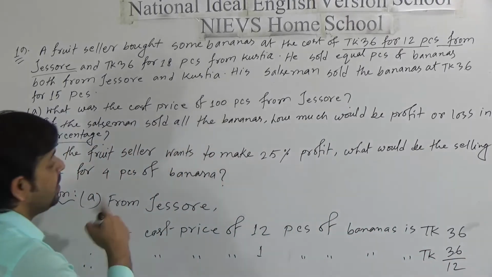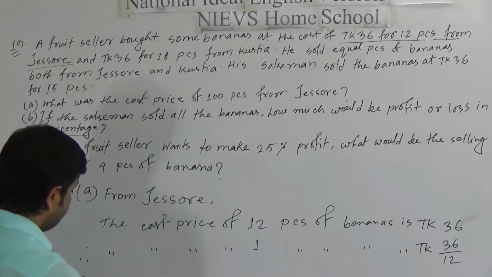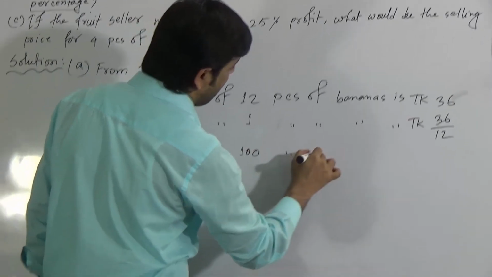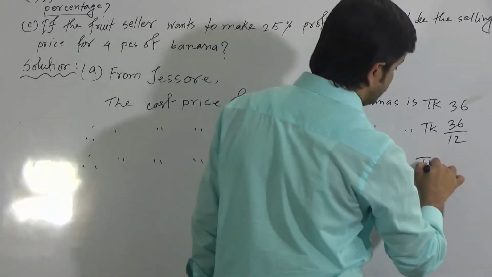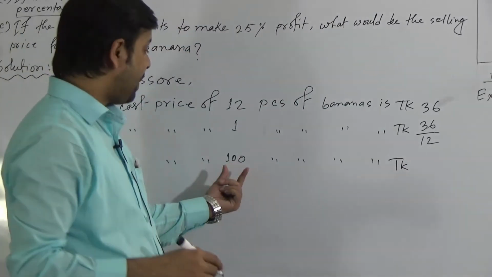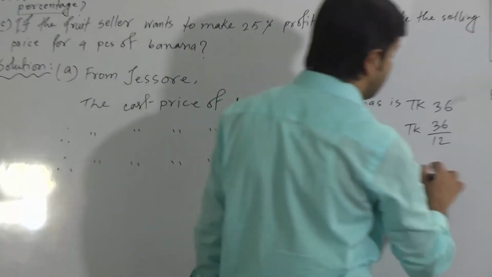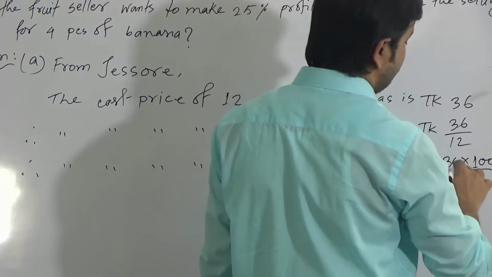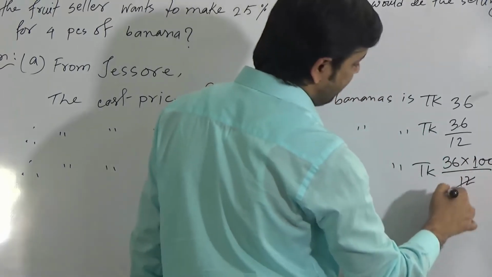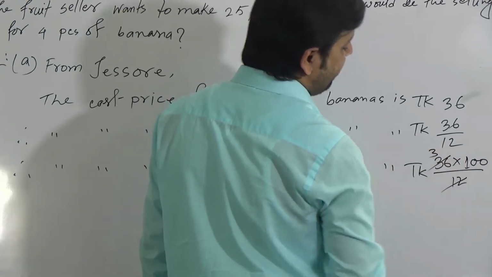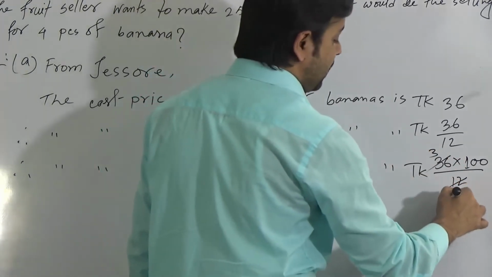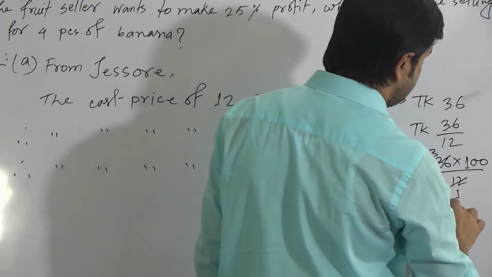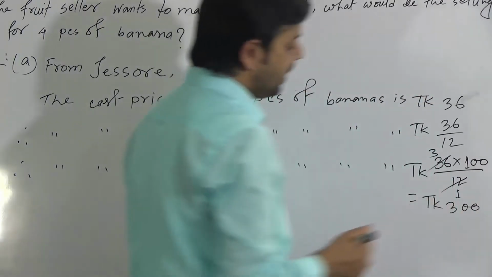Now we need to determine the price of 100 pieces of banana. The cost price of 100 pieces of bananas is, we can write here, as the number of pieces of banana increased here, this price will also increase, so we have to multiply. As we have to multiply, we have to write 100 in the numerator. Now if we divide, we can cut 12. We can cut 12 by 12, we will get 1, and 36 by 12 we will get 3. Now if we multiply, what will we get? We will get here 3 ones are 3, then two 0s, it means 300 Taka.